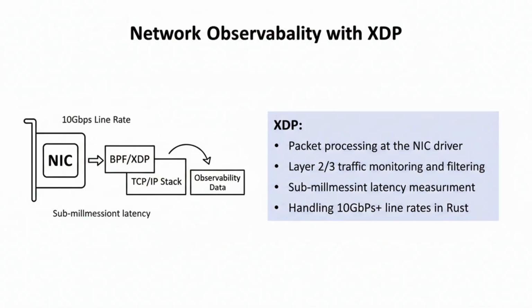For infrastructure engineers, the network is often the bottleneck. XDP, or Express Data Path, allows our eBPF programs to process packets directly at the network interface card driver level before they even reach the main Linux networking stack. Using Aya, we can write XDP programs to drop DDoS traffic, balance loads, or measure per-packet latency with extreme precision. This happens at layer 2 or 3 of the OSI model. By offloading this logic to XDP, we achieve sub-millisecond latency monitoring. This is a game changer for building high-performance firewalls and observability agents that need to handle 10 gigabits per second plus line rates on standard hardware.